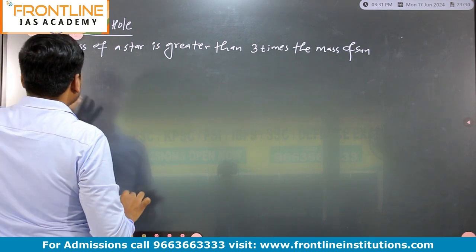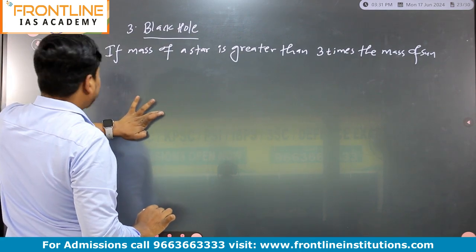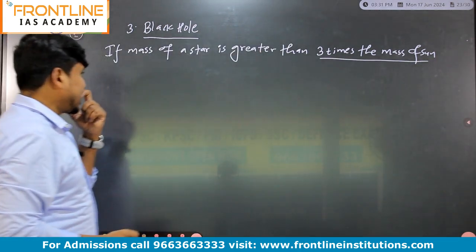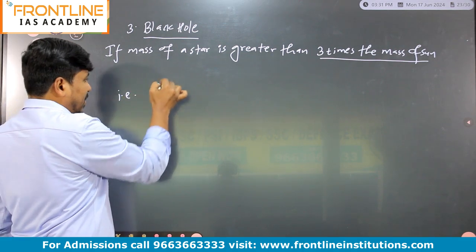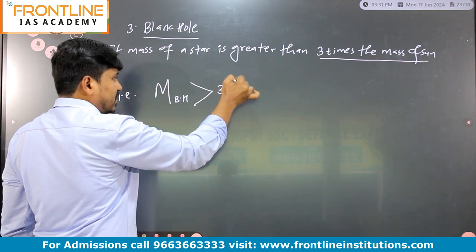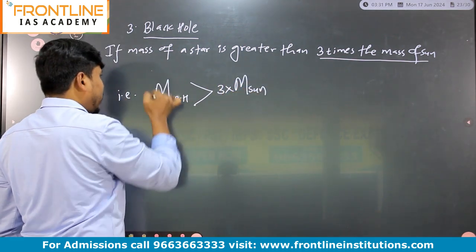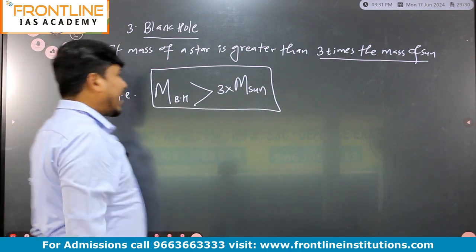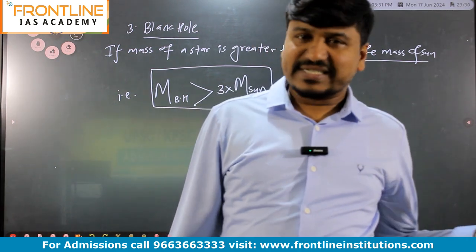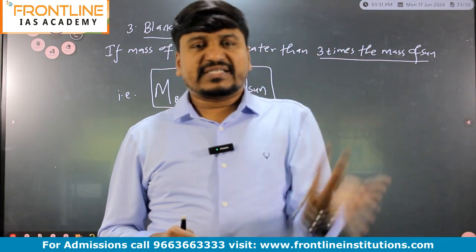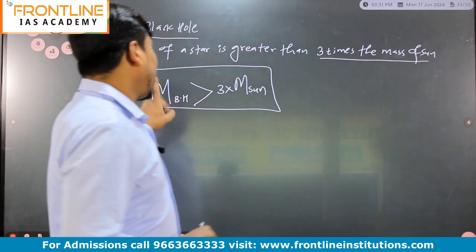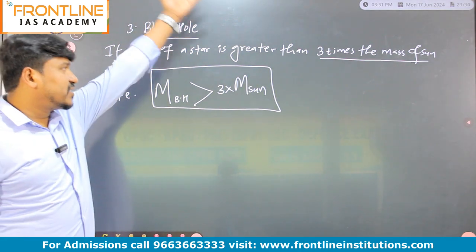Okay. So if the mass of a star is greater than 3 times the mass of the Sun, then we call it a black hole. That is, the mass of a black hole should be greater than at least 3 times the mass of the Sun. Very important point. It means a black hole will never be smaller than the star or Sun. So a black hole will always be larger than the star.